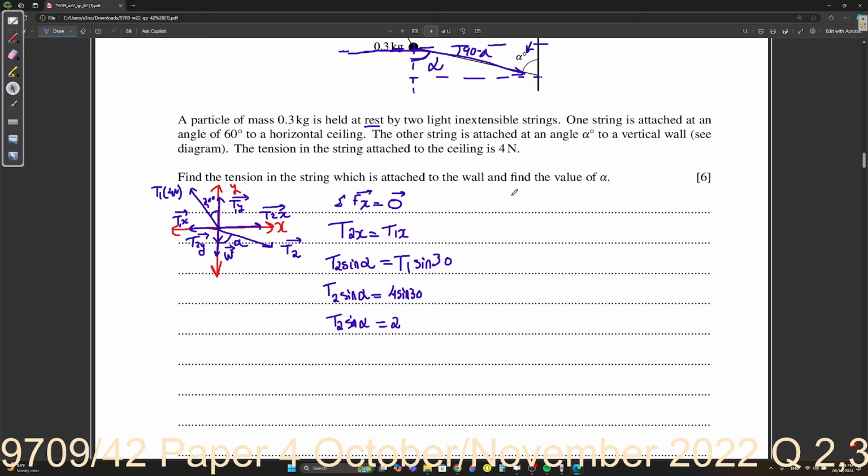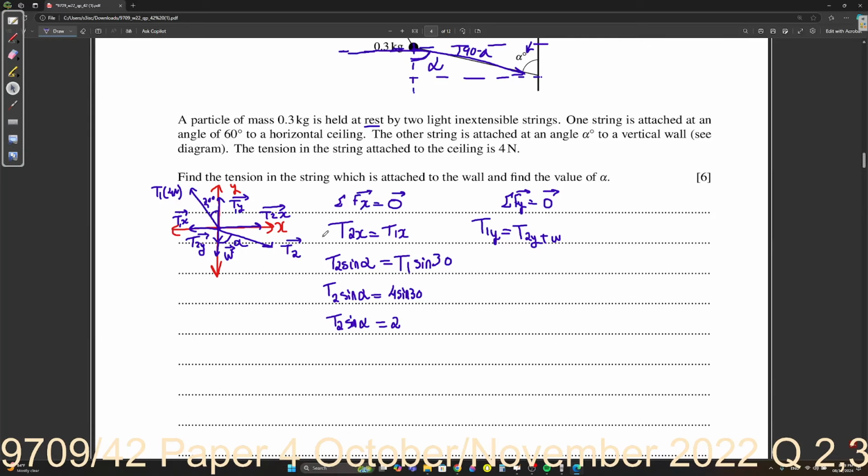Okay? Sigma Fy is equal to 0. Vector symbols. Sigma Fy equal to 0. What are my vertical forces? T1y. Remember, if it equals 0, that means what's up is equal to what's down. So T1y is equal to T2y plus W. T1y is equal to T2y plus W.